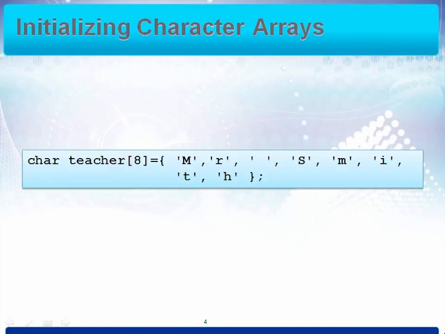Now here is an initialization of a character array. Same 8 that we had before, and the way that we indicate characters in C is we have the character with a tick mark around it. So the character M is represented this way. Okay, so what I'm doing here, I have 1, 2, 3, 4, 5, 6, 7, 8 positions. So I'm initializing this character array to say MR space SMITH.